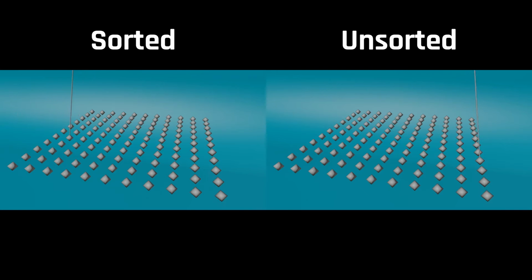In this Blender tutorial, I am going to show you how to sort the indices of your point geometries using one of its attributes. Here, you can see the difference between a sorted and unsorted point geometry.